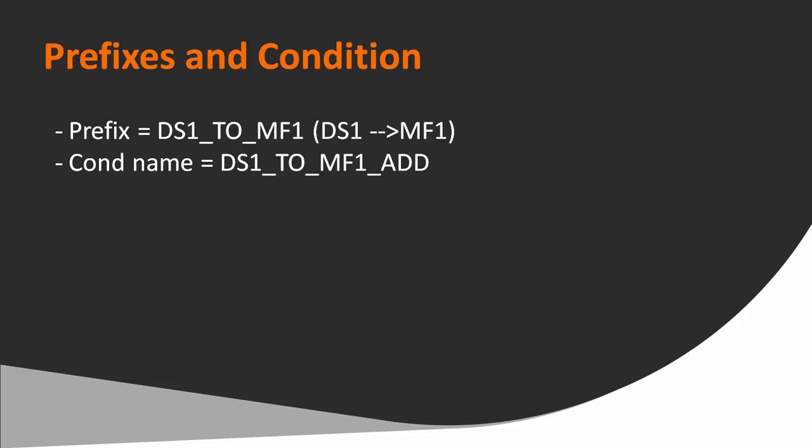Now, in order for global conditions to work, or start sending conditions to another data center, you will have to define global condition prefixes. In today's presentation, we'll be using the naming convention above. For example, the prefix is ds1_to_mf1, and the direction that it's going is from the ds1 data center to the mf1 data center. That means if a condition named ds1_to_mf1_add, which matches the prefix, is created, this condition should be sent to the mainframe data center.